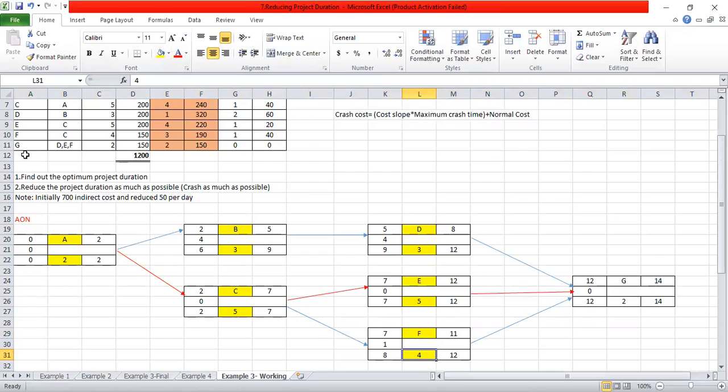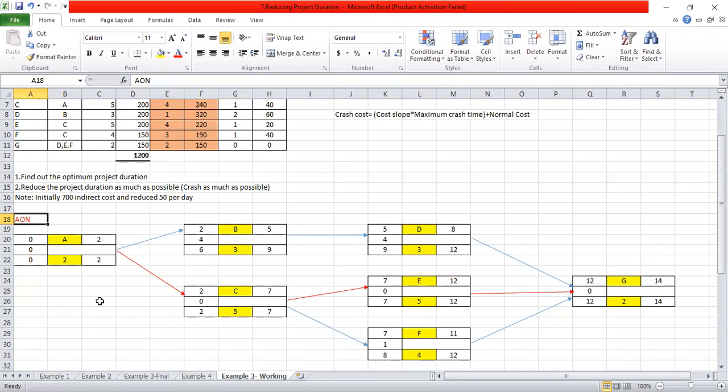And for activity G, D, E, and F, all these three activities become predecessors, right? That means after completing D, E, and F, you are able to start your activity G, and the normal time of G is 2, right? So this is the way that you have to draw your project network using the activity on node approach. As the next step, you have to calculate early start, late finish, and late start times, right?